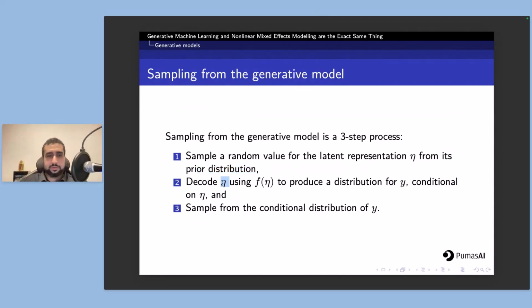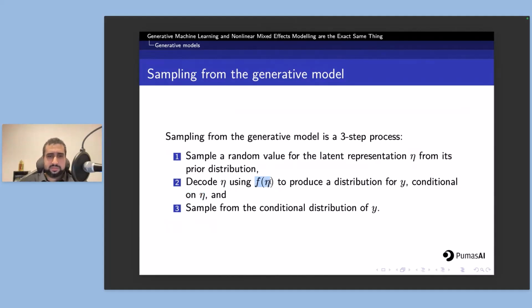Then we take that sampled value and decode it, or pass it through the function f, which has some parameters. Ideally those parameters would have been fitted before, so that your model doesn't generate nonsense, but generates something reasonable that looks like the real data. But even if it generates nonsense, you can still generate it, and it's still a generative model. So the idea is to take the eta and pass it through this decoder function f, and it outputs a distribution. This will give us a distribution for y. This distribution is commonly known as the conditional distribution of y, because it's conditional on the value of eta. So this is the conditional distribution of the response y given the value of eta.